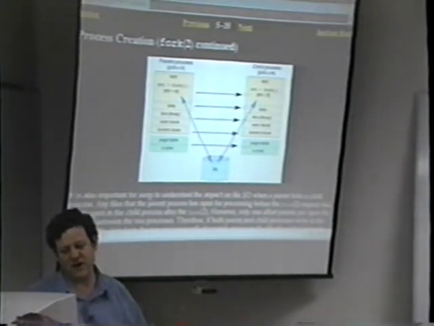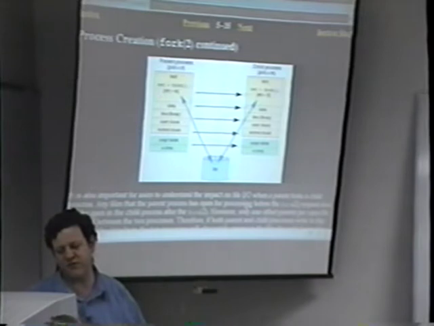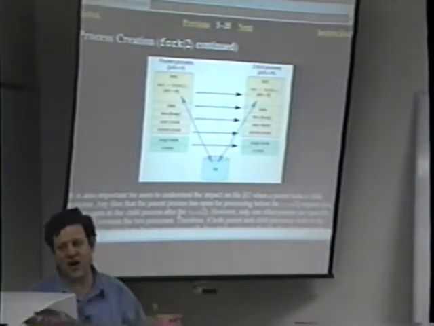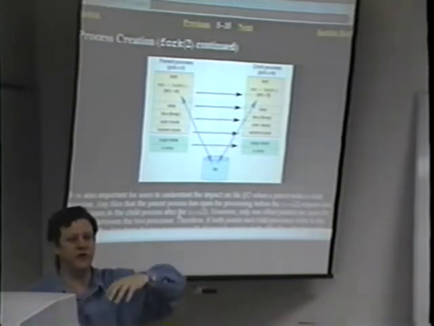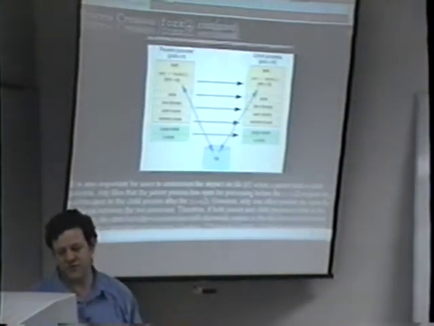And it's also pointing out here that during the fork process, it's not so much the fork, but when it forks the child, any files the parent process has open for processing before the fork will be open in the child. So the child will have all the files that are open. You don't have to reopen anything.